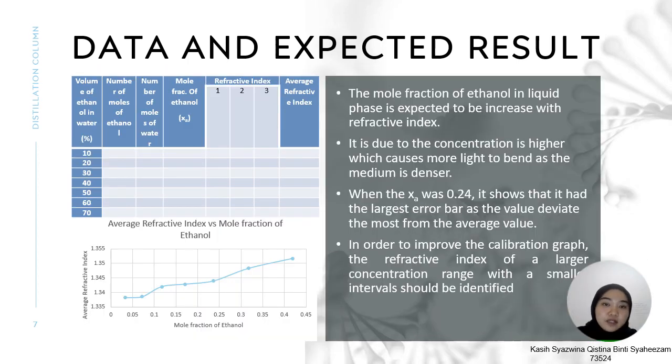The mole fraction of ethanol in the liquid phase is expected to increase with refractive index. It is due to the concentration being higher, which causes more light to bend as the medium is denser. When XA, which is the mole fraction of ethanol, is 0.24, it shows the largest error bar as the value deviates the most from the average value. In order to improve the calibration graph, the refractive index of a larger concentration range with a smaller interval should be identified.